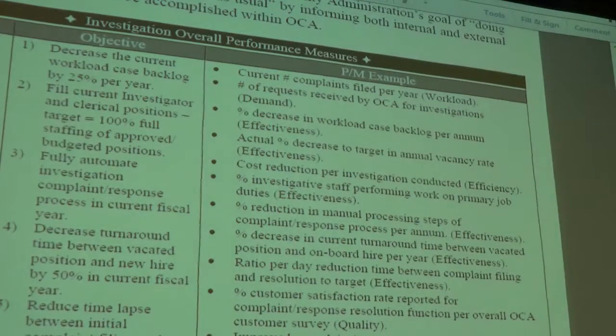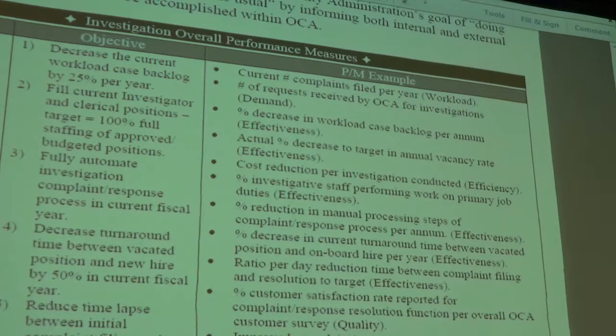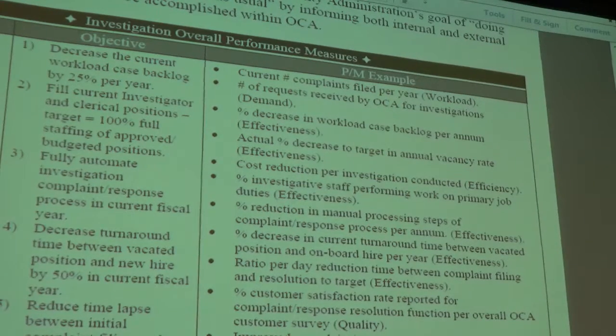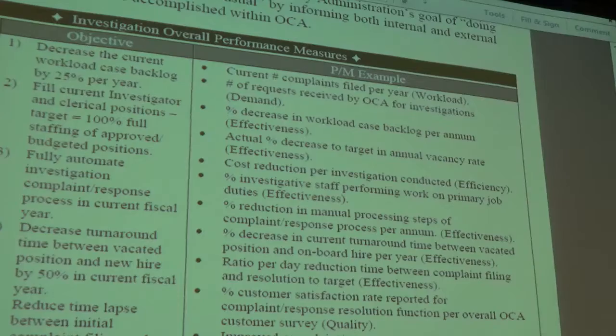We provided key performance indicators, KPIs, or performance measures. Current number of complaints filed per year, and number of requests received by OCA for investigation, so those are the demand measures. We have percent decrease in workload case backlog per year, that's effectiveness. Actual percent decrease in targeted annual vacancy rates, that's effectiveness. We looked at, for example, the percent of customer satisfaction rate reported for complaint response resolution, that is quality. Improved complaint response resolution process, we looked at as an outcome measure.